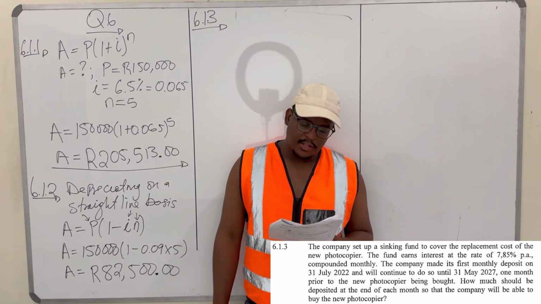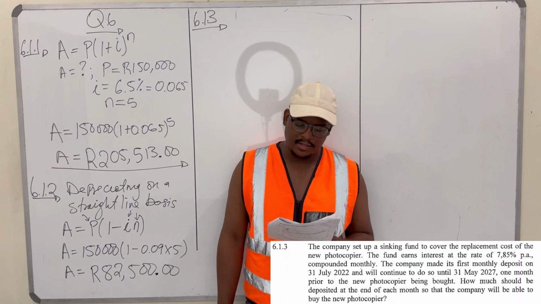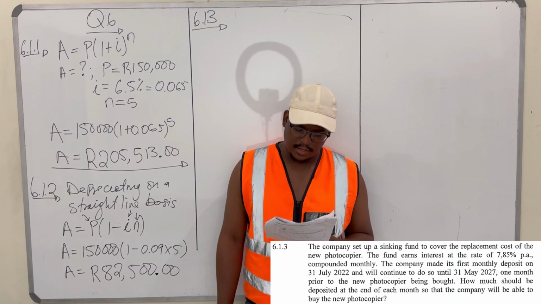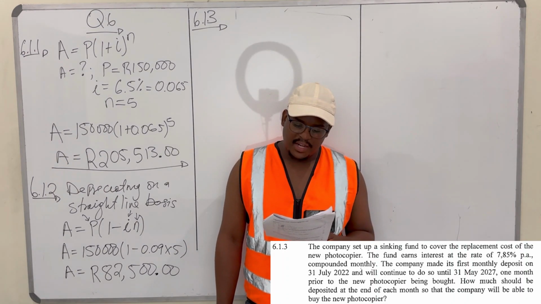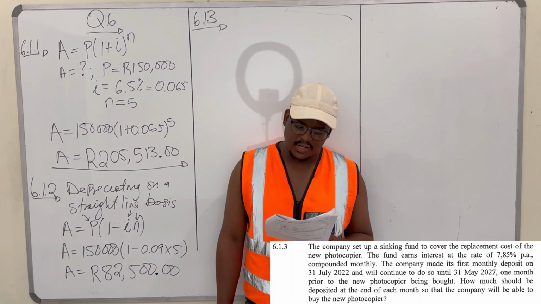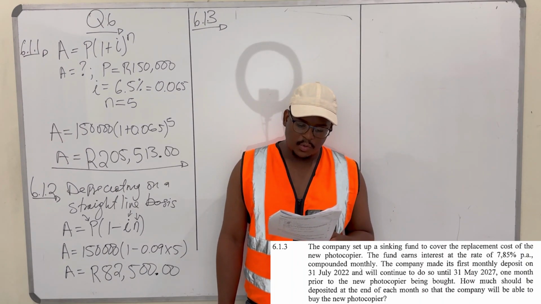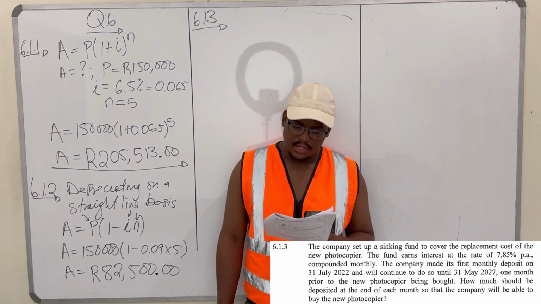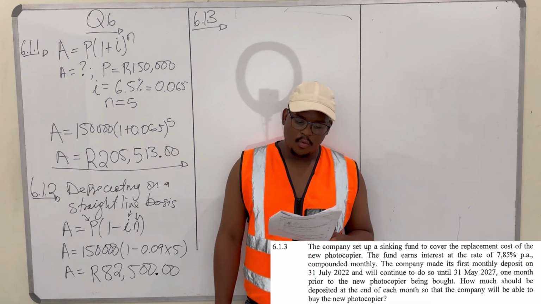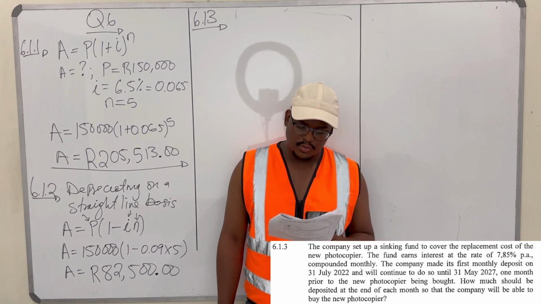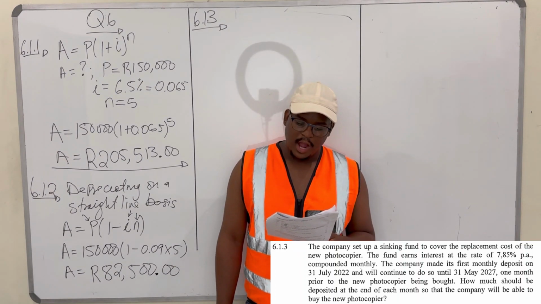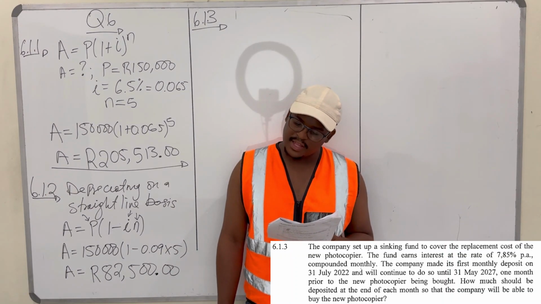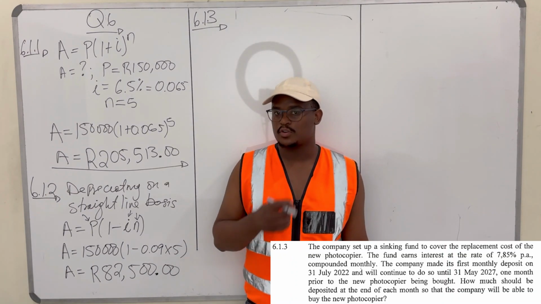Okay. So they're saying the company set up a sinking fund to cover the replacement cost of the new photocopier. The fund earns an interest at a rate of 7.85% per annum, compounded monthly. The company made its first monthly deposit on 31 July 2022 and will continue to do so until 31 May 2027, which is 1 month prior to the new machine being bought. How much should be deposited at the end of each month so that the company will be able to buy the new photocopier? No problem.